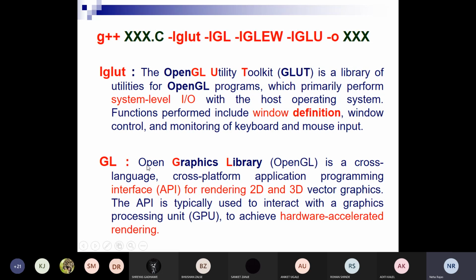So what is GL then? GL is the Open Graphics Library. GL is a cross-language, cross-platform application programming interface, that is API, for rendering 2D and 3D vector graphics. So it is cross platform. What is cross platform? Anyone?